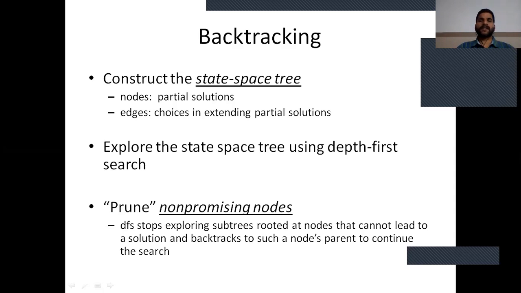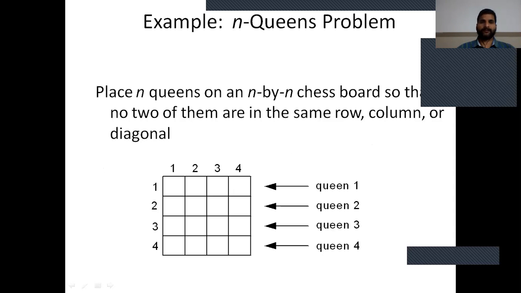Now explore the state space tree using depth first search and prune. DFS stops exploring the subtrees rooted at nodes that cannot lead to a solution and backtracks to such a node's parent to continue the search. For example, the N-Queens problem.